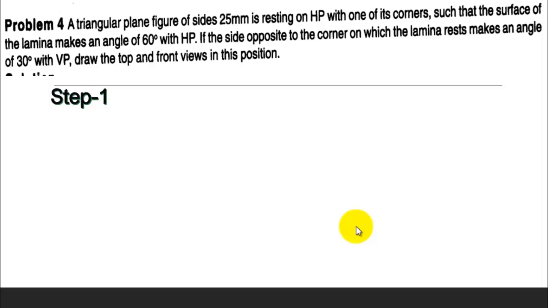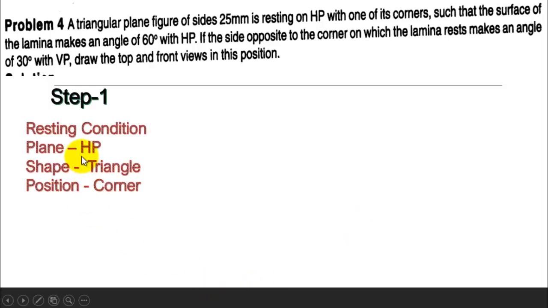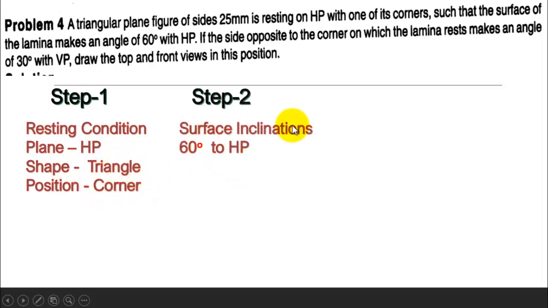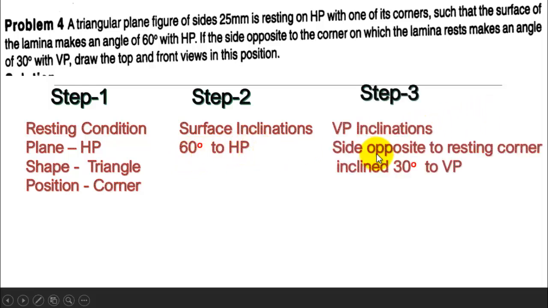So first we will take the first step, data. Here we will take the resting condition: it is on HP, the shape is a triangle, and the position is corner resting. The second step is the surface inclination they have given, that is 60 degrees to HP. And the third step: the side opposite to the corner on which it rests is inclined 30 degrees to VP.